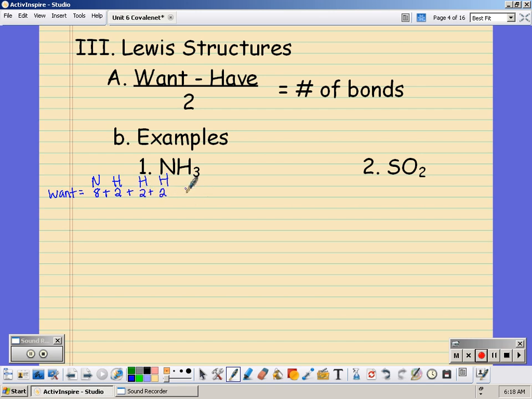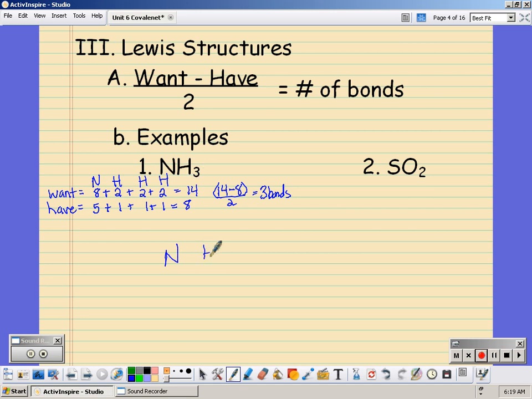The have is the number of valence electrons. Nitrogen in group 15 has 5, and hydrogen in group 1 has 1. So then you take your want, 14, minus your have, and you get 6. Divided by 2 tells us that there are 3 bonds. The first element goes in the middle unless it's hydrogen, then it's the other element. So we're going to put nitrogen in the middle, and we're going to surround nitrogen with 3 hydrogens.